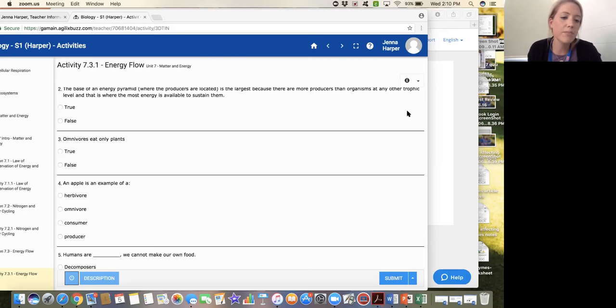So that's an example of an omnivore. Those are organisms that eat plants and animals. So our answer to number 3, omnivores eat only plants, that would be false, right? Because they don't eat only plants.